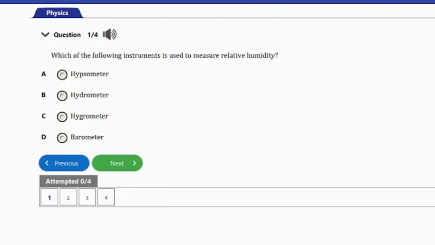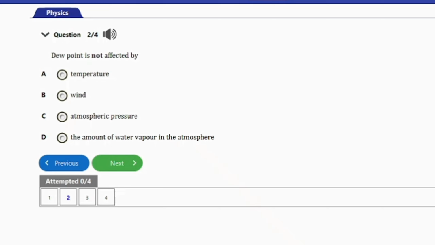Let's go ahead and consider the next question. That's question number 2 here. It says, dew point is not affected by A, temperature, B, wind, C, atmospheric pressure, and D, the amount of water vapor in the atmosphere.